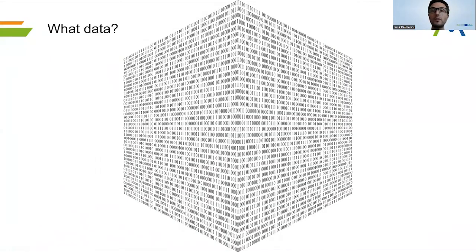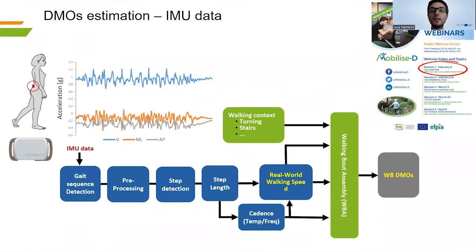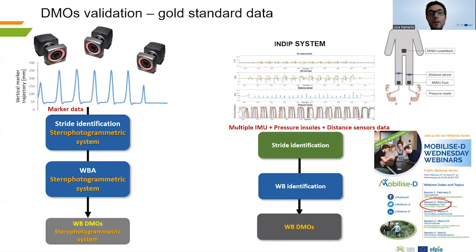So what data are we talking about? So first, the data that are needed to estimate digital mobility outcomes, such as real-world walking speed, from inertial measurement units, so wearable sensors. So these data are accelerations, angular velocities, and so on. If you want to know more about this, you can watch webinar number 1.